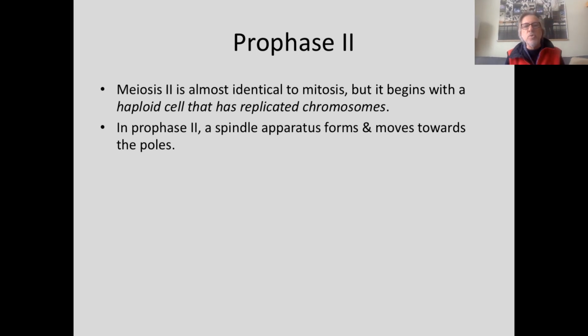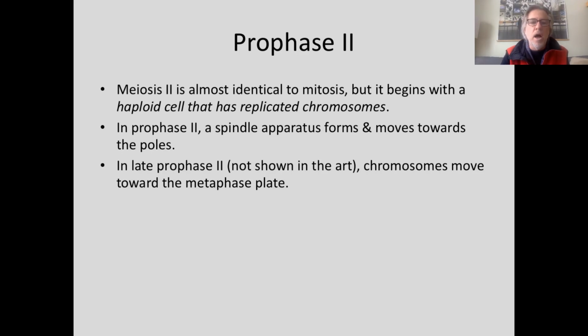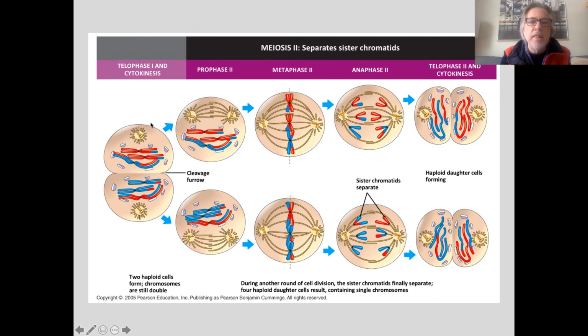In prophase 2, a spindle apparatus forms and moves towards the pole. In late prophase 2, chromosomes move towards the metaphase plate. There is no crossing over that's going to occur, no synapsis. So you can see that the chromosomes are starting to move towards the center of the cell. They're starting to recondense if they've decondensed a little bit.